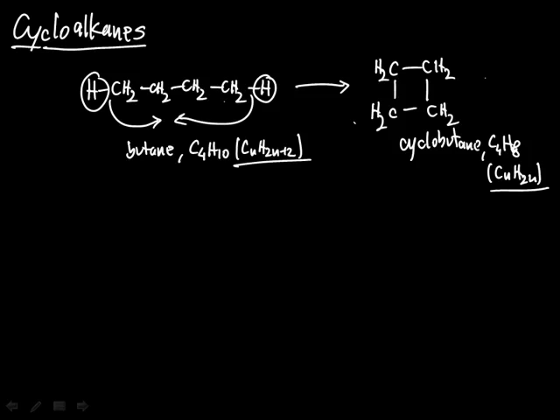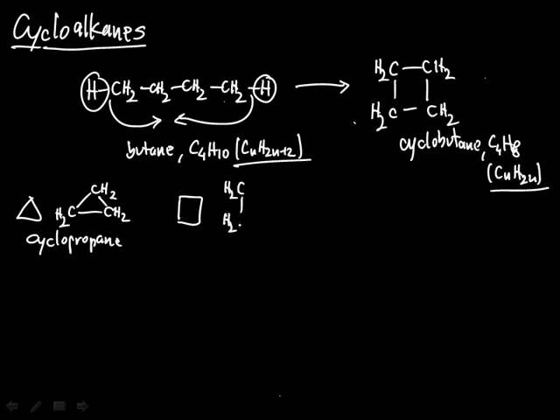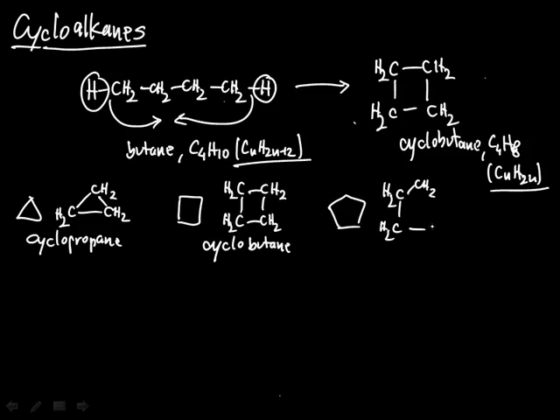Members of the cycloalkane class are also represented by line angle formulas as corresponding polygons, so it can be a triangle, which stands for a molecule of cyclopropane, a square which stands for cyclobutane, a pentagon which stands for cyclopentane, or a hexagon which would stand for cyclohexane.